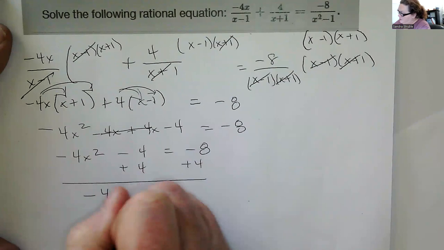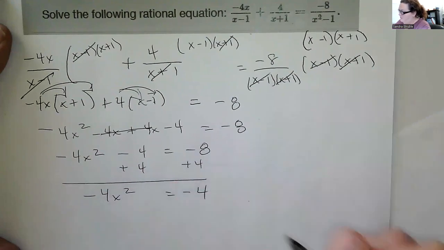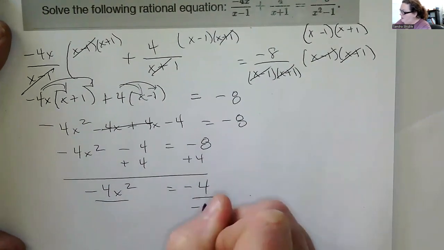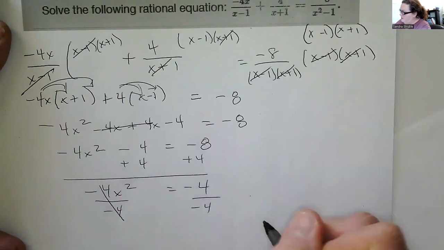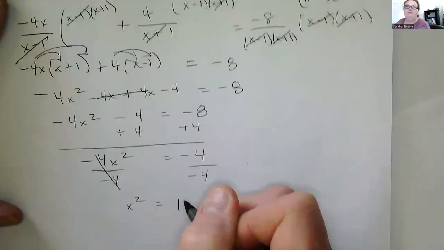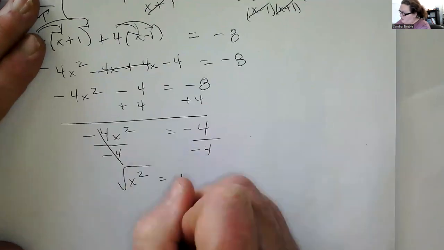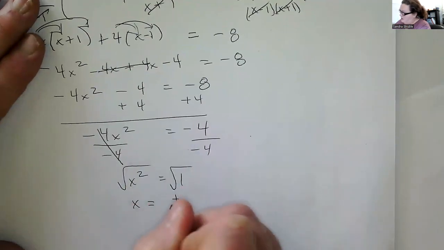And I get negative 4x squared is equal to negative 4. Divide both sides by negative 4. And I'm left with x squared is equal to 1. Take the square root of both sides, and I get x is equal to plus or minus 1.